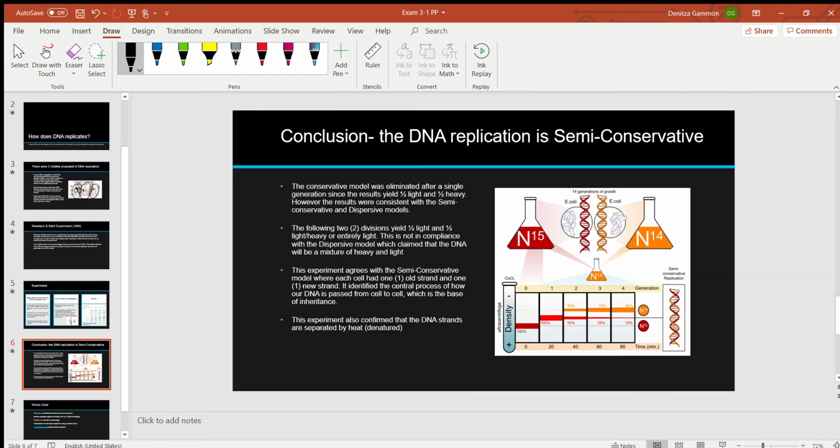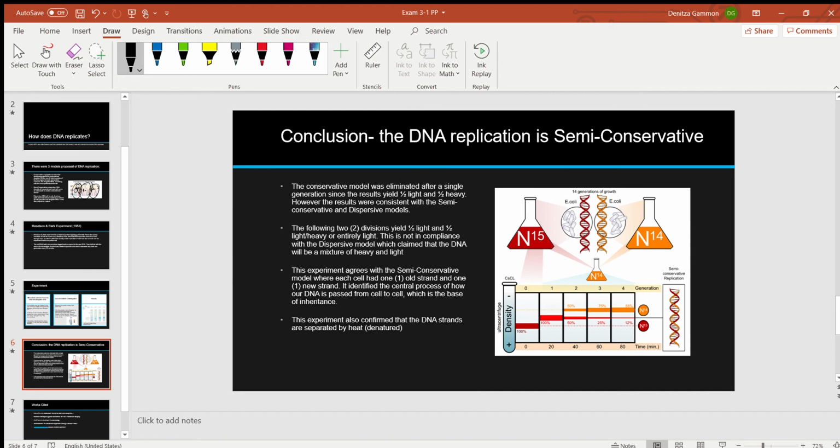With the first generation, they could easily eliminate the conservative approach because it yielded half light and half heavy. The next two divisions yielded half light and half light-heavy, or entirely light, so that eliminated the dispersive model, leaving semi-conservative as the way DNA replicates.